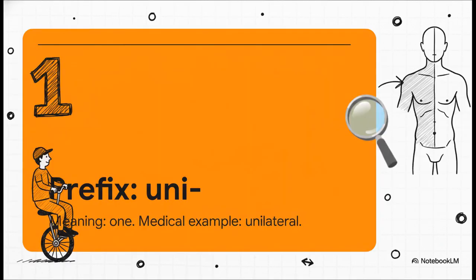Okay, take the prefix uni. You know what a unicycle is, right? It's a cycle with one wheel. So uni means one. Simple. Now look at the medical term unilateral. It just means affecting one side of the body. See? You already knew what it meant. You just had to connect the dots.